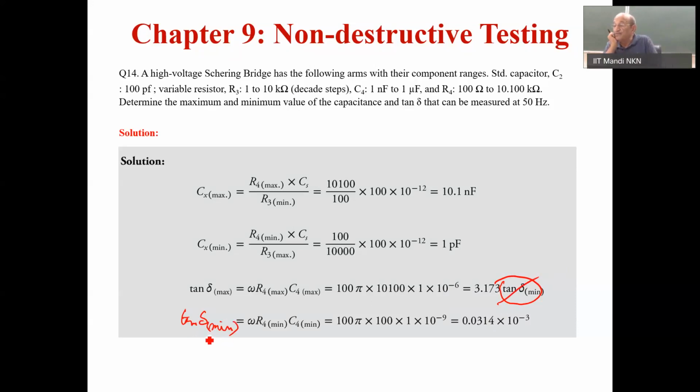So the maximum value of tan delta which can be measured is 3.17. Similarly, you can find out the minimum value of tan delta which can be measured by putting the minimum values of R4 and C4, and that works out to be 0.0134 into 10 to the power of minus 3. It's a very, very small value of tan delta, whereas 3.173 is a very large value of tan delta.